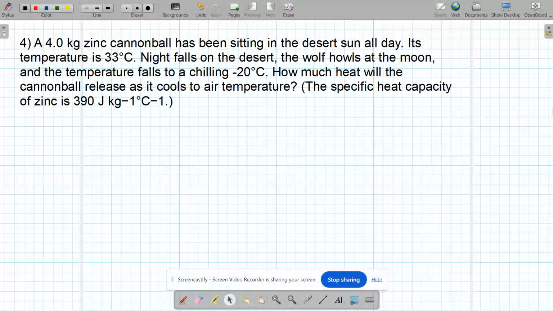All right, so for this one, it says a 4 kilogram zinc cannonball has been sitting in the desert sun all day. Its temperature is 33 degrees Celsius.